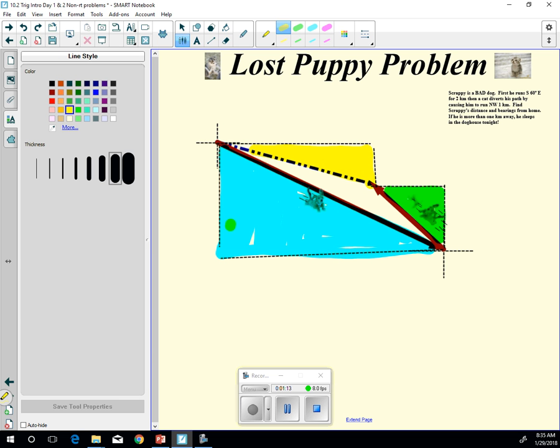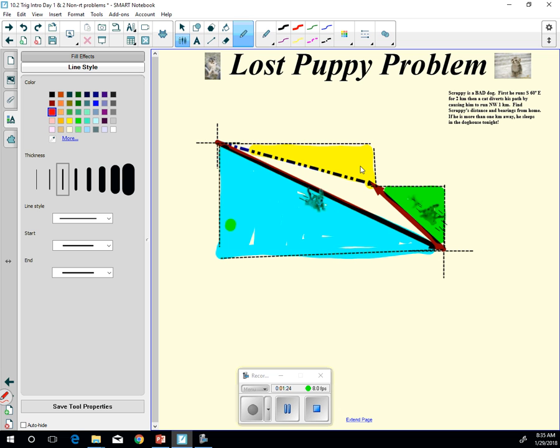And on a test, you're going to do a problem like this. So make sure you pay close attention. This is not an impossible problem, but there are a lot of pieces to it. So essentially what's going to happen is Scrappy's going to go down, across, up, and back, and that will get him to the destination, which is over and down.